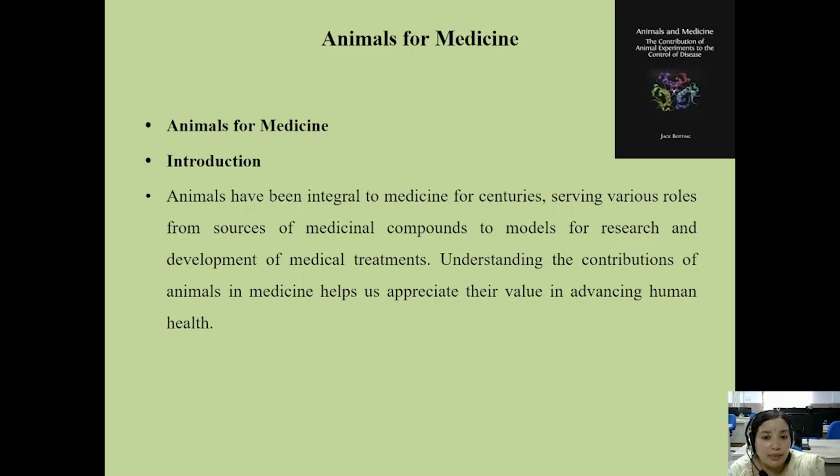Animals have been integral to medicine for centuries, serving various roles from sources of medicinal compounds to models for research and development of medical treatments. Understanding the contributions of animals in medicine helps us appreciate their value in advancing human health. This is just a brief introduction of the use of animals for the preparation, making, or production of medicines.